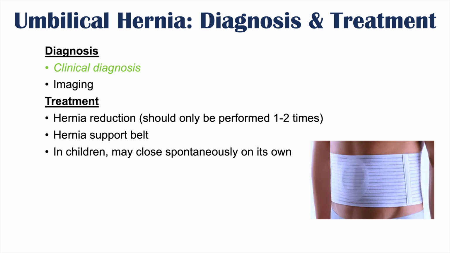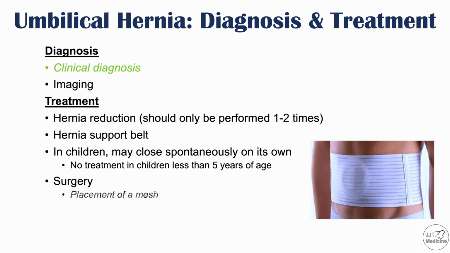In children who do have umbilical hernia, their hernia may close spontaneously on their own. So oftentimes, no treatment is necessary if a child is less than 5 years of age, to see if it actually spontaneously closes on its own. And then for definitive treatment, surgery is performed. So what happens is mesh is placed. If there is an umbilical hernia, surgeons will open up and put a mesh there to ensure that the abdominal contents do not keep protruding out. So the mesh holds abdominal contents in.